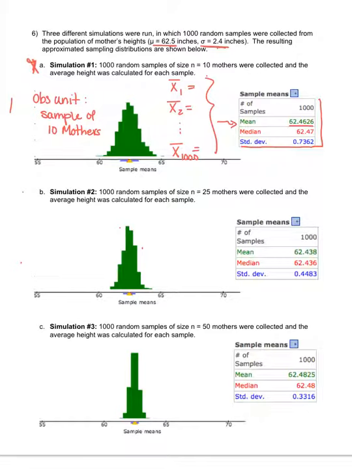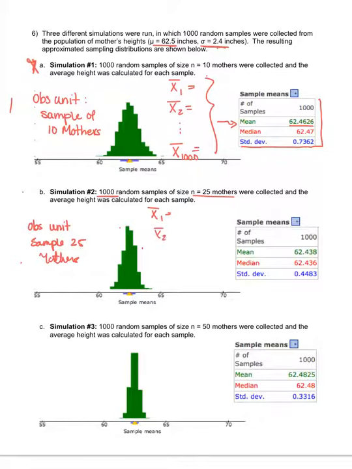Let's take a look at our second simulation. Again, we ran it 1,000 times. This time, we took a sample of 25 mothers. So again, the observational unit is a sample of 25 mothers. We took one sample of 25 mothers, took the average of those 25 and recorded it. That was our X bar 1.